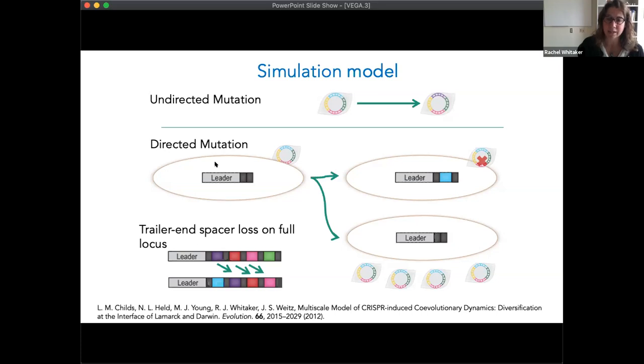So we have this directed mutation model encoded in our simulations based on what we know about the way the CRISPRs work, from the amazing molecular work that's been ongoing and really inspiring over the past five years, or ten years, I guess it is now. So we put this all into the simulation model, and then we're able to run and watch the evolution of viruses and their hosts over time.